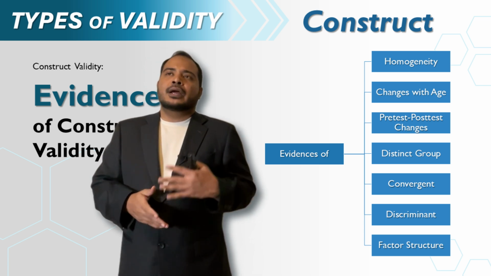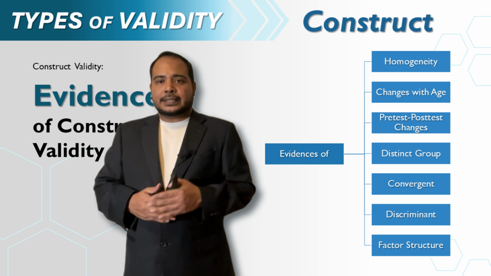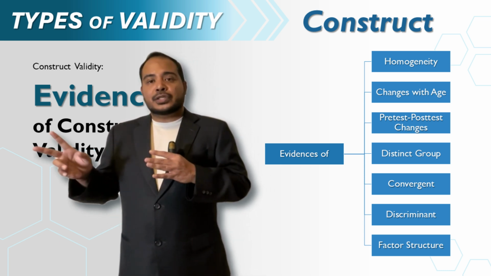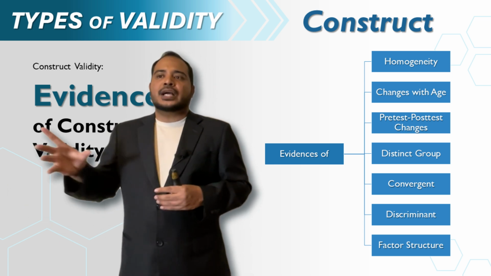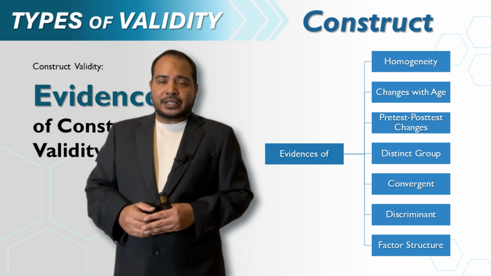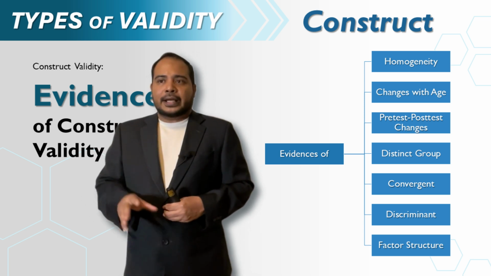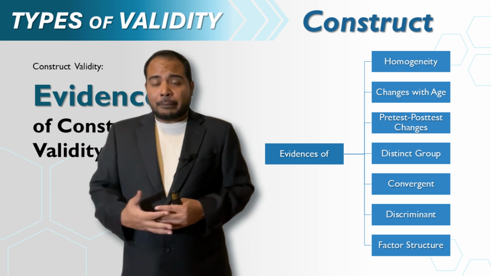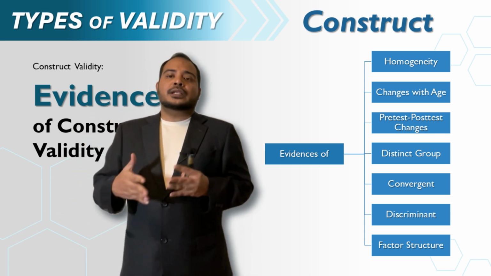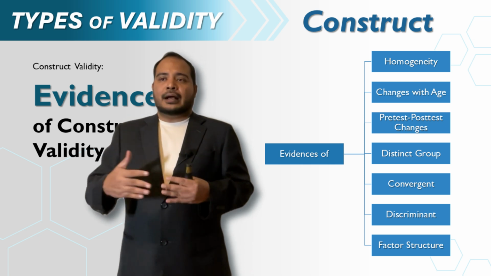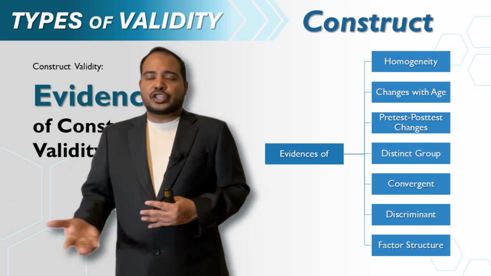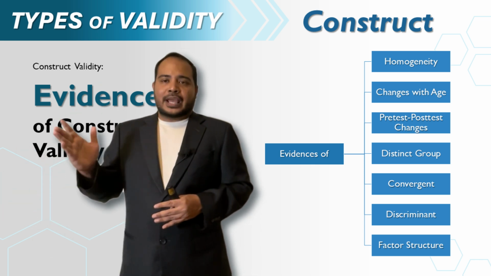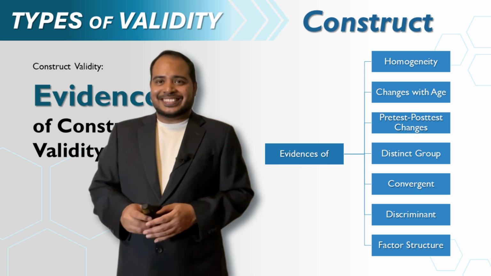Before we move on, I would like to remind you, based on my observation, that when students discuss evidence of construct validity, they usually focus on only two types of evidence, which are convergent and discriminant validity. I have to admit that these two are very famous, but you have to remember convergent and discriminant are not the only two evidences. There are many evidences, including homogeneity and so on. So we are going to discuss in more detail each of these evidences in the next section.